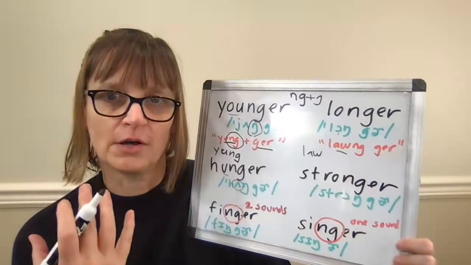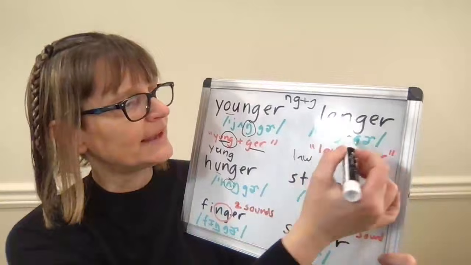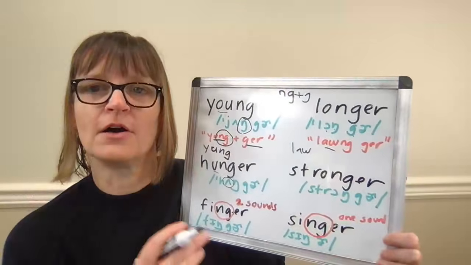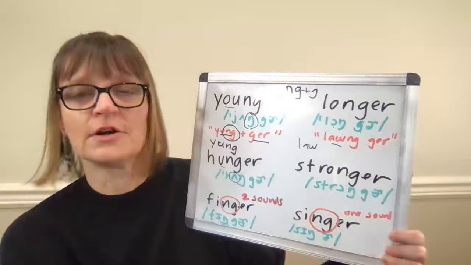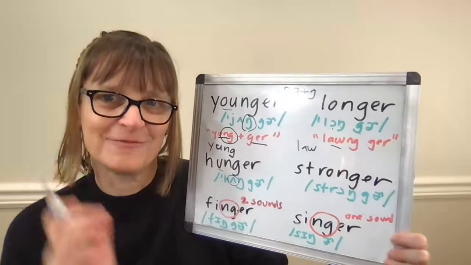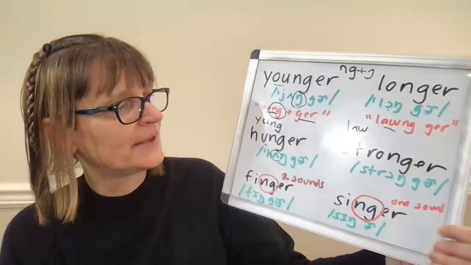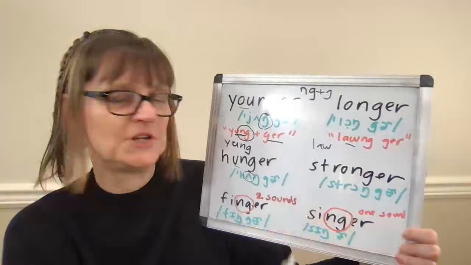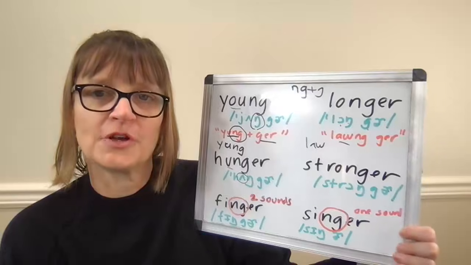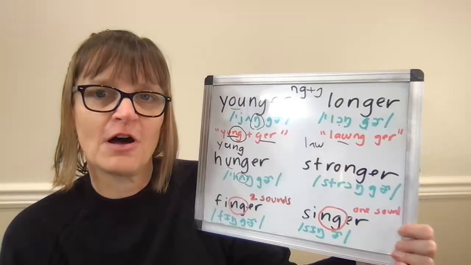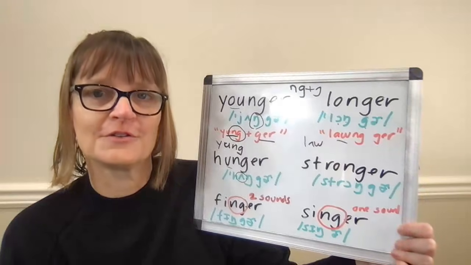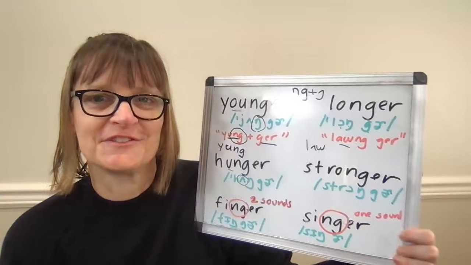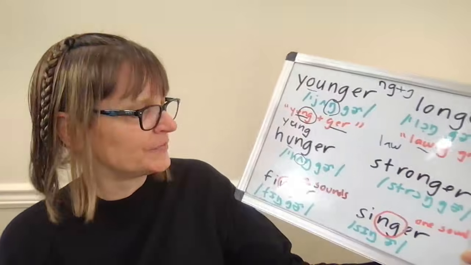Law, longer. Again, I have the NG sound plus the G sound in longer and in stronger. So just lifting in the back and then releasing down for your G sound. And then if you have trouble with the STR combination in stronger, you can try just starting with the R, raw, wronger, stronger, build it up that way. Also, you can work on R in other words that don't have these other challenges for you.